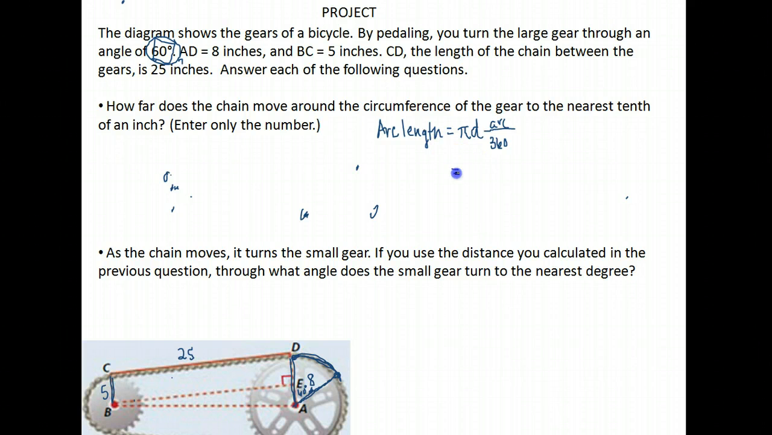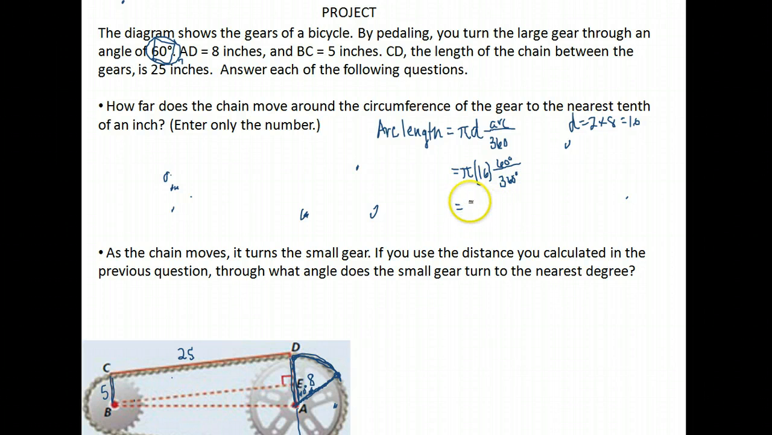So if we fill in our information here to find our arc length, pi times the diameter. What's the diameter of the circle? Well, we know here AD is 8, so that's the radius, halfway across the circle. All the way across the circle would be twice that. So my diameter is 2 times 8, or 16. So I fill that in, pi times my diameter of 16 times the arc. The arc was 60 degrees. It made a 60-degree turn out of the full 360 on the gear.